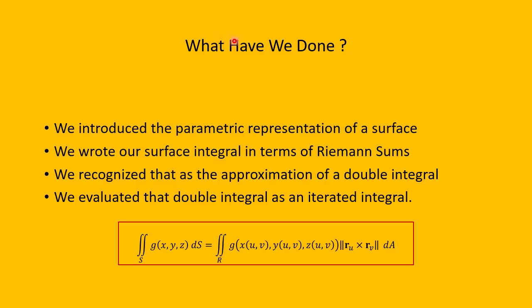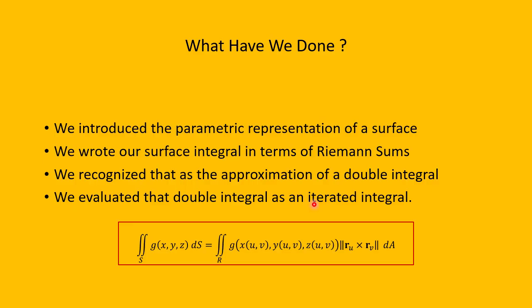So what did we do in this video? We introduced the parametric representation of a surface. We used the parameters u and v in our particular example. We wrote our surface integral in terms of Riemann sums. We recognized those Riemann sums as an approximation of a double integral. We wrote down that double integral and evaluated it as an iterated integral.